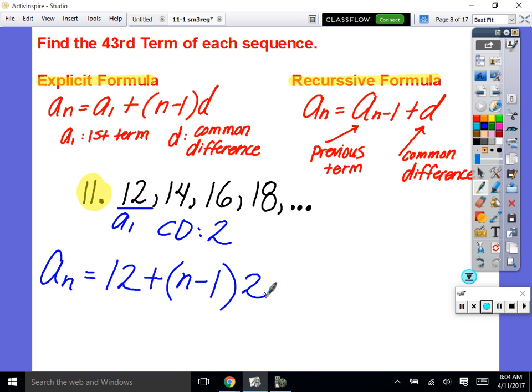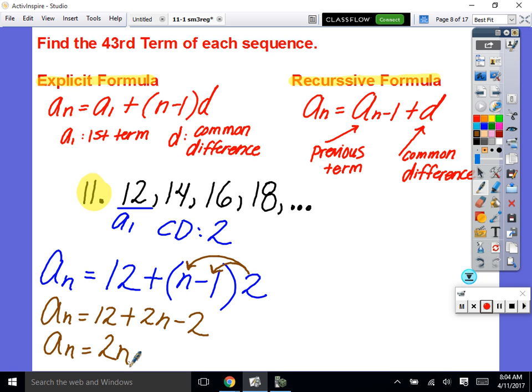What I want us to do is simplify that, however. So let's simplify that. I multiply 2 into both of those. Let's get a simplified formula. Okay, let's multiply 2 in, everyone. Here we go. A sub n is equal to 12 plus 2n minus 2. Correct? Now combine like terms. So our explicit formula is a sub n is equal to 2n plus 10. Does everybody see? Okay. So now I'm going to put a box around that.